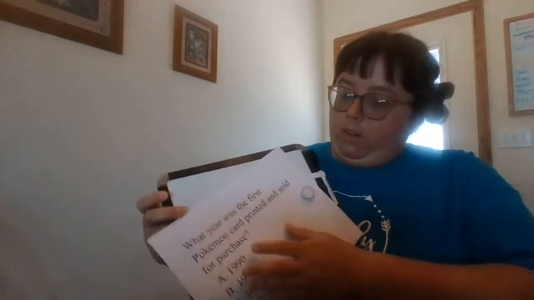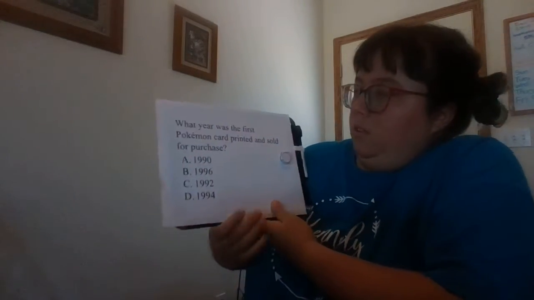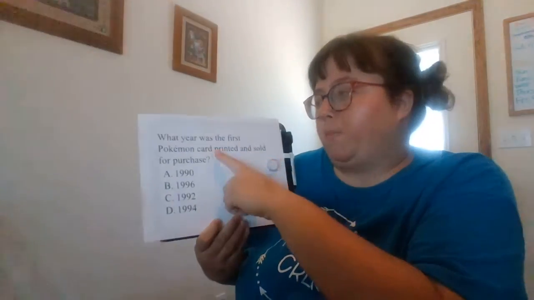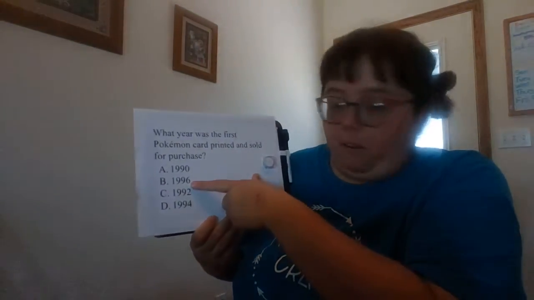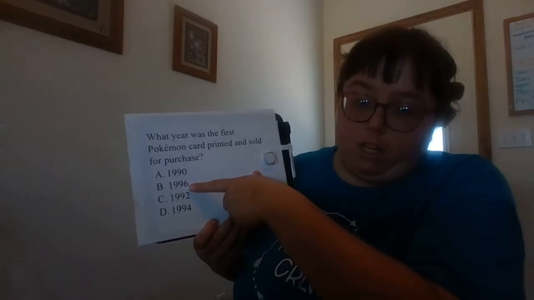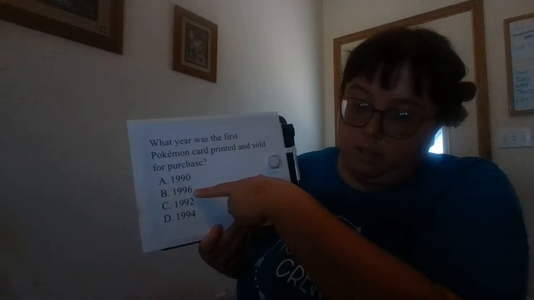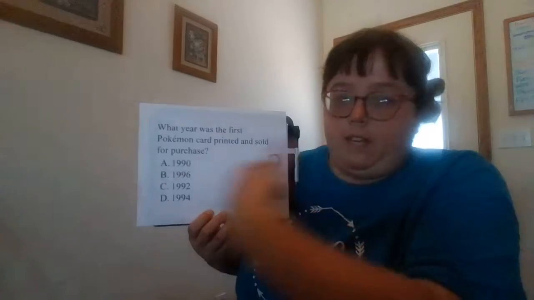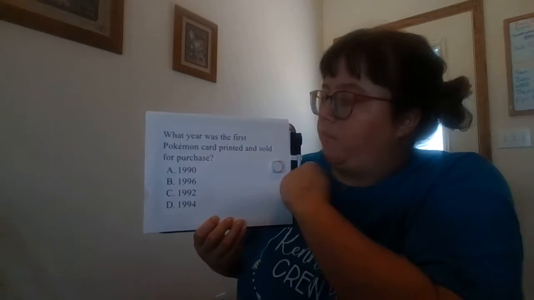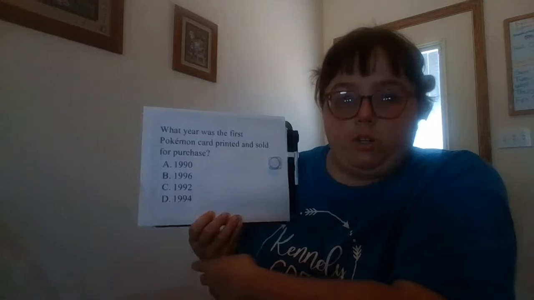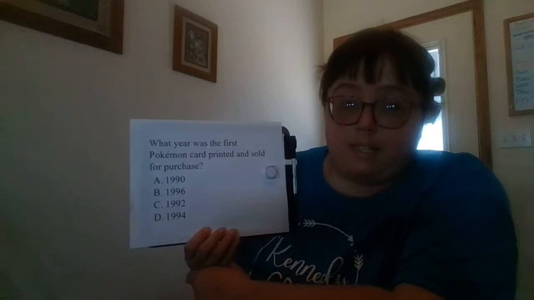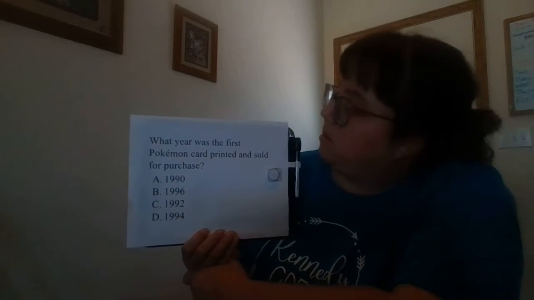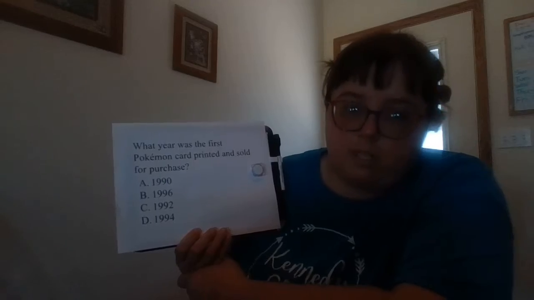So, when looking at my example, the question, what year was the first Pokemon card printed and sold for purchase, is the stem. The correct answer would be like the alternatives and choices and options. And the distractors would be A, C, and D. They are the incorrect answers, so they're there to basically challenge students to think very clearly about what we discussed in class. And it's a great way to start open-ended discussions with students.